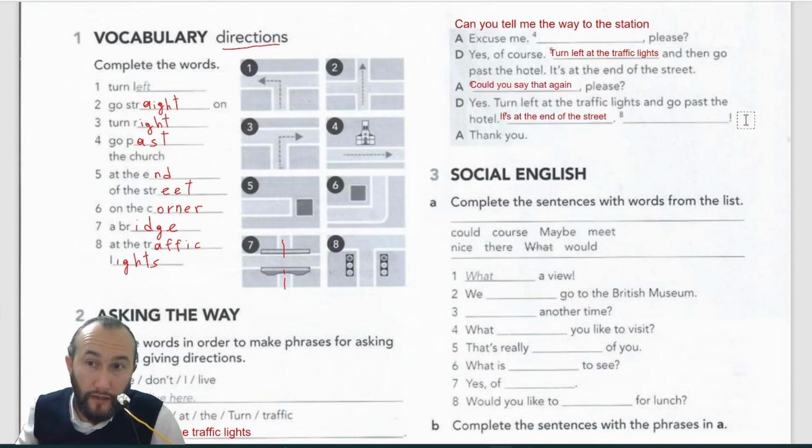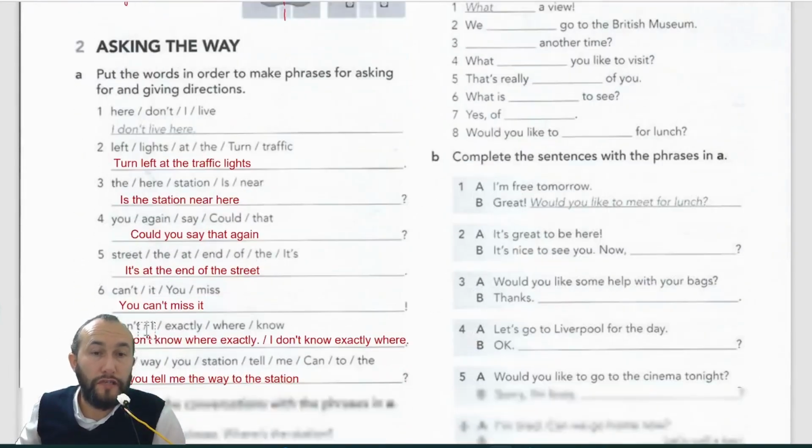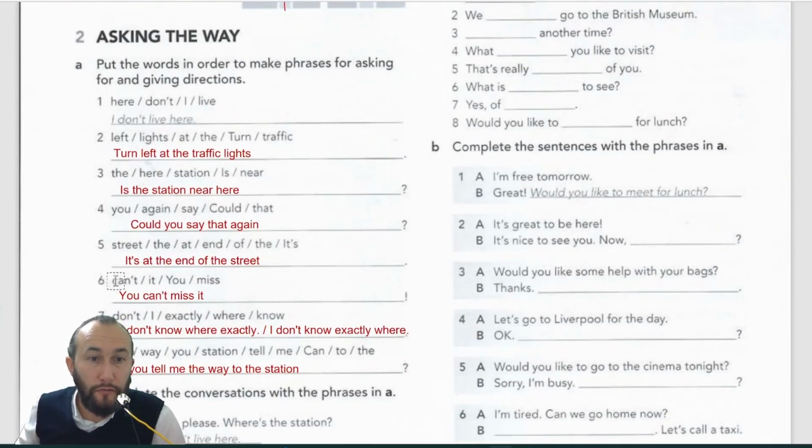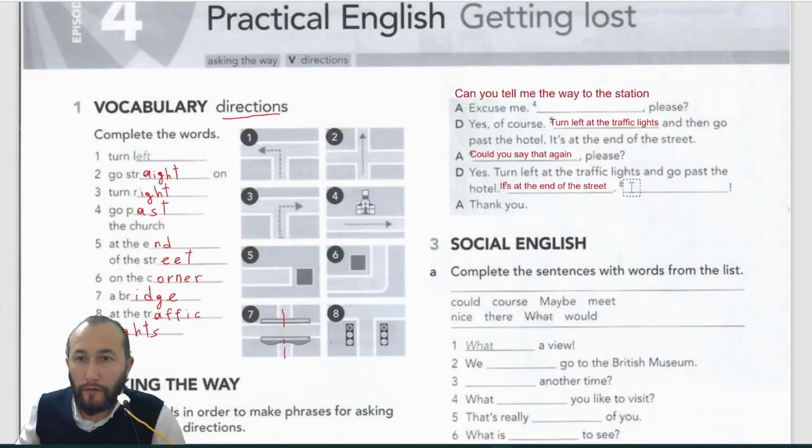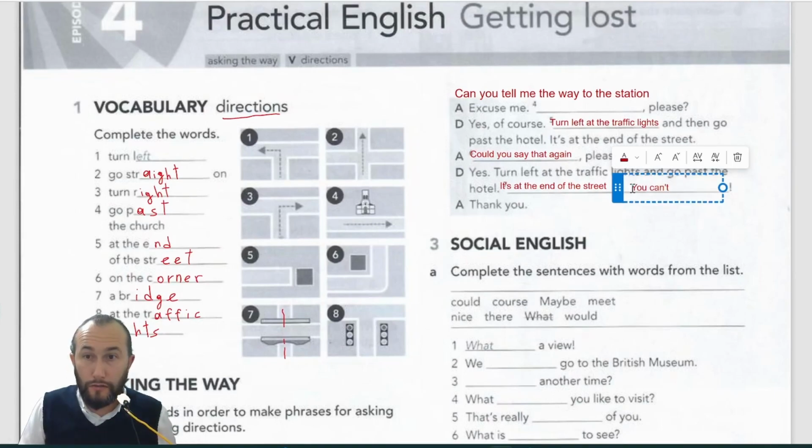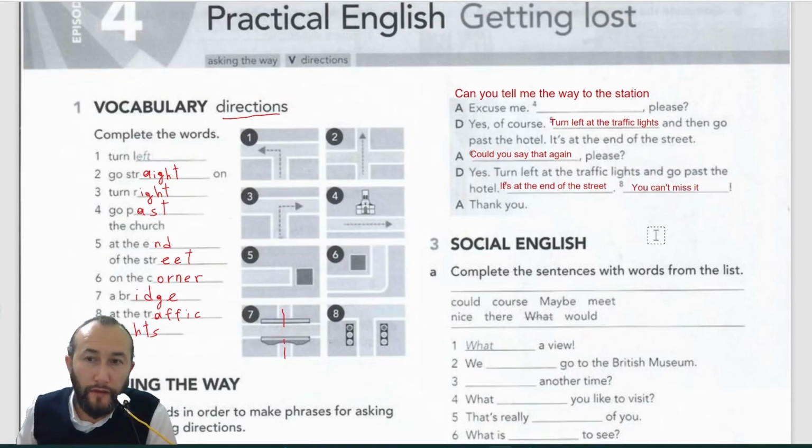And then we've got an exclamation mark here. That means you can't miss it. Number 6. All right, we're going to write here, you can't miss it. That's it. And then A says, thank you.